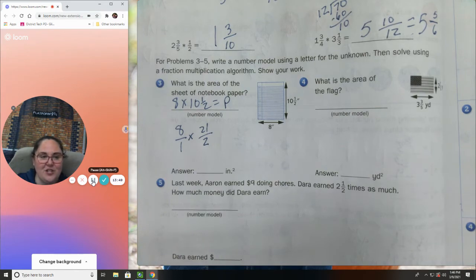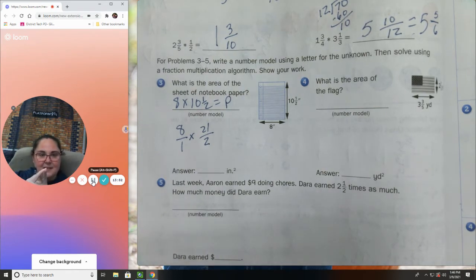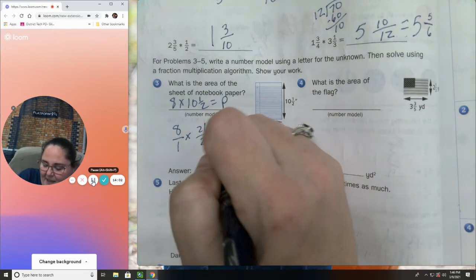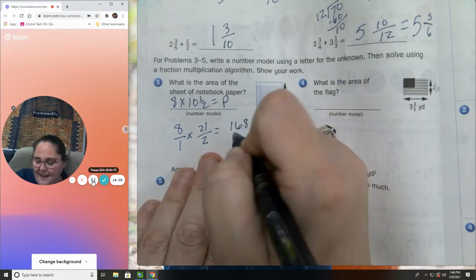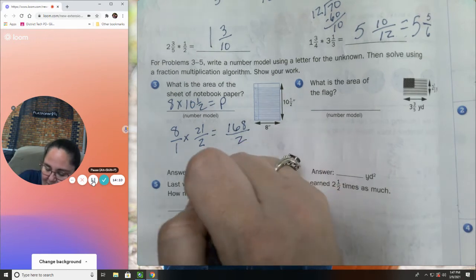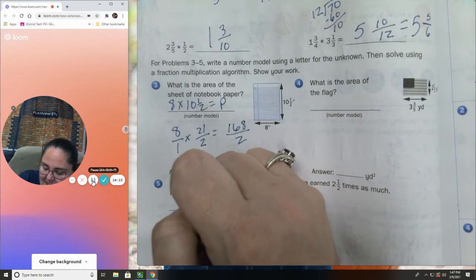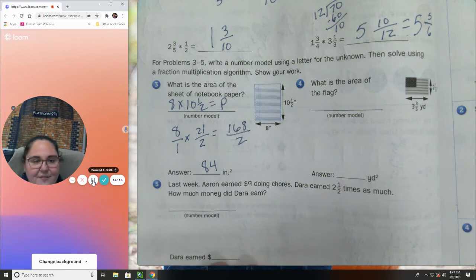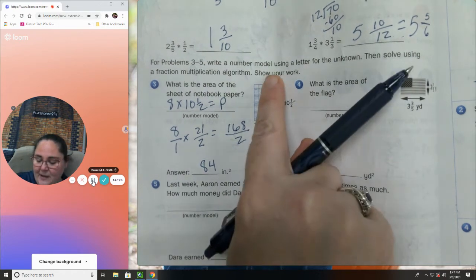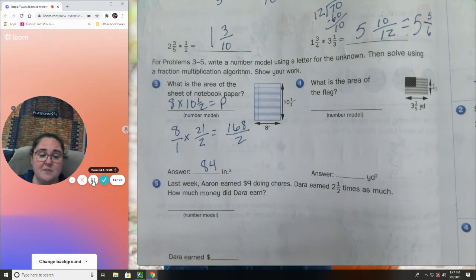All right, your job. Multiply straight across. Rename it as a mixed number or as a whole number. Go. All right, 8 times 21 is 168. 1 times 2 is 2, and now I'm going to divide. 2 goes into 8 4 times, 2 goes into 16 8 times. So if I take 168 divided by 2, my answer is 84. Awesome. So if I were to measure this in square inches, it would be 84 square inches.